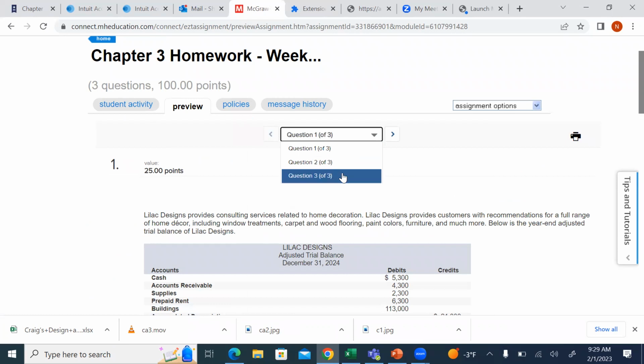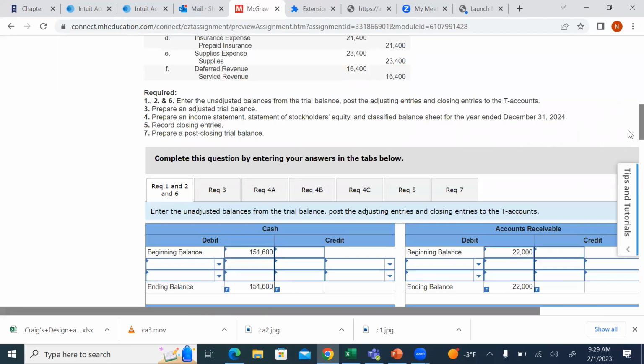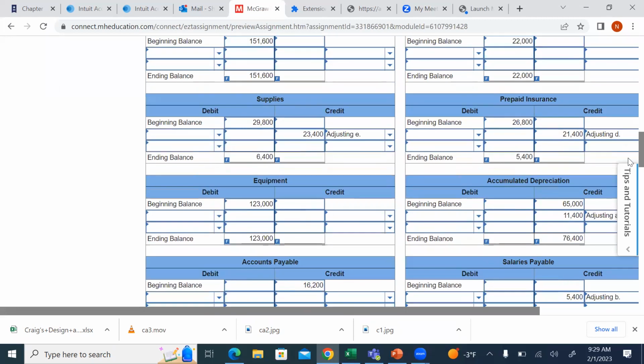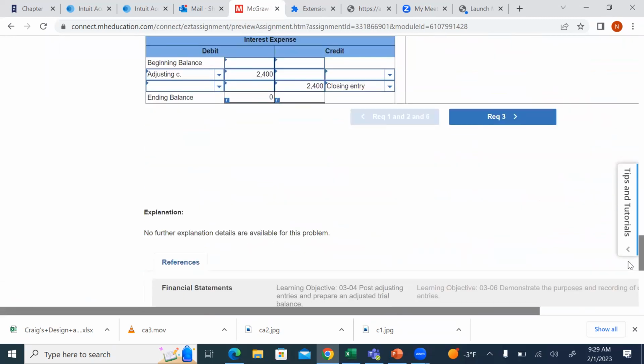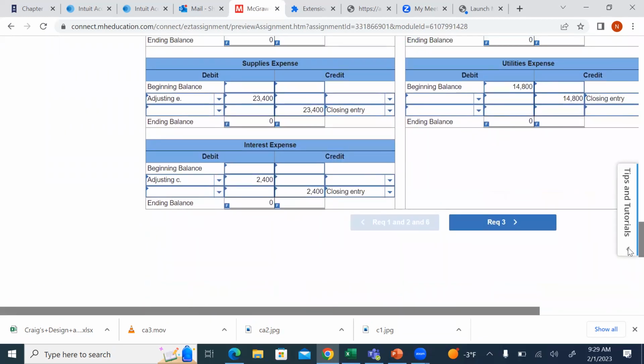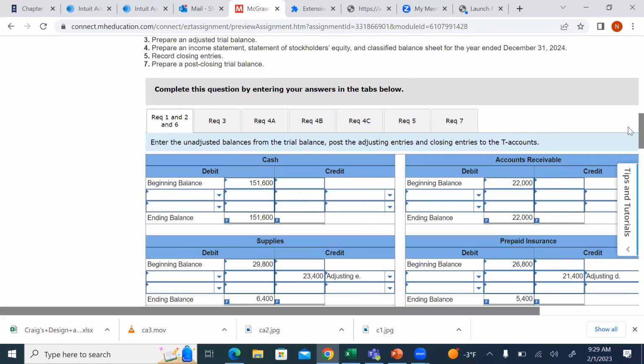For that problem, yeah, you're right. It just comes up in a different grouping. So I apologize for that. But ultimately, I needed to do the post-closing trial balance or post-closing journal entries where it would zero out all my revenues and expenses and dividends. Any questions on this chapter? How's everyone doing?